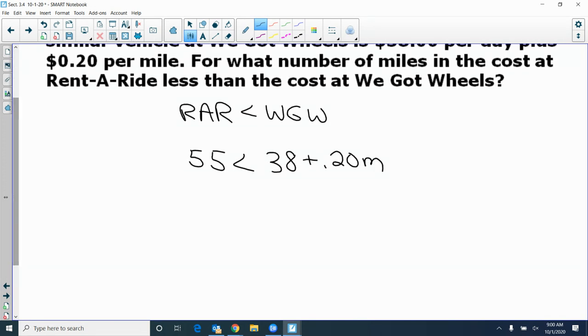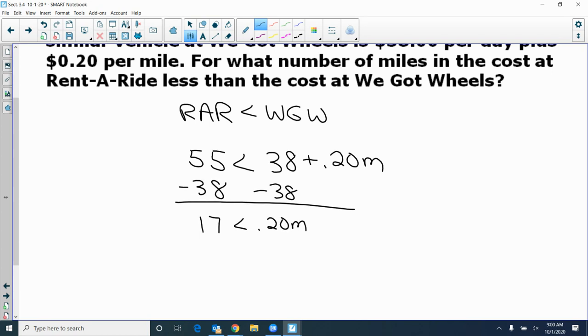So we solve that. It's an example like we've done before. To solve that, Amanda, what should I do first? Subtract 38 from each side. Subtract 38. And what is that, 17? 17 is less than 0.20m. Divide by 0.20.